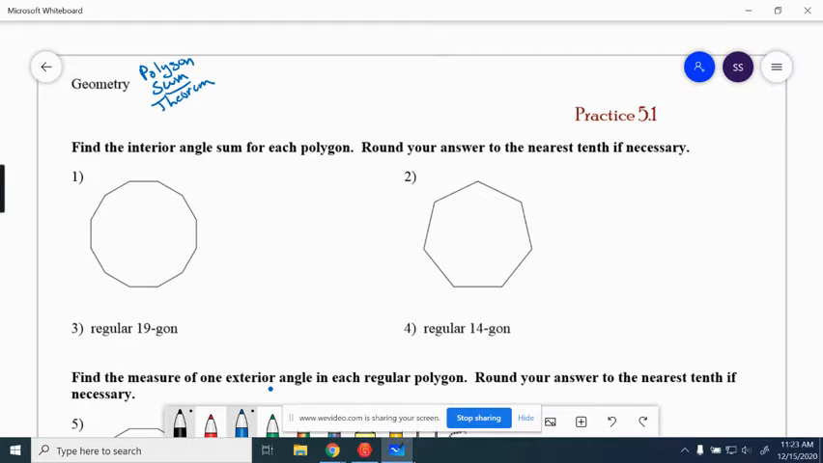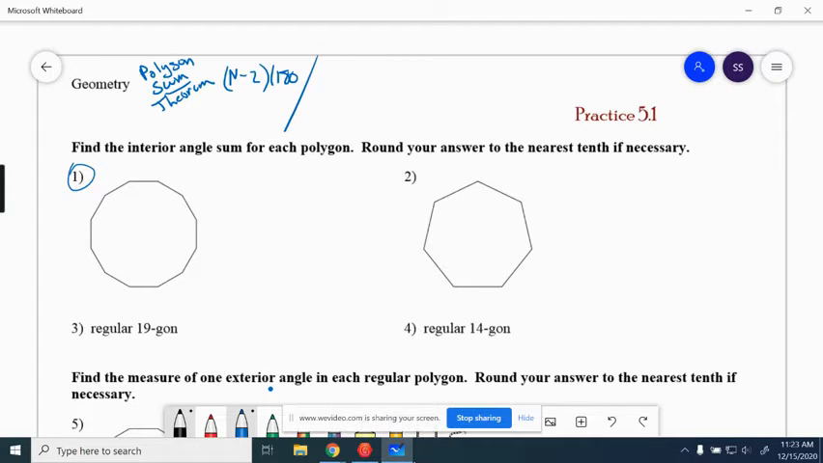And the key word here is the sum, right? So if we looked at number one, this figure right here, this polygon, if we're looking for the sum, what that means is that we're looking for if we added up all of these angles, okay? So we should be looking for a pretty large answer for this, considering we're adding all of those angles up, okay? And so the formula here is n minus 2 times 180.